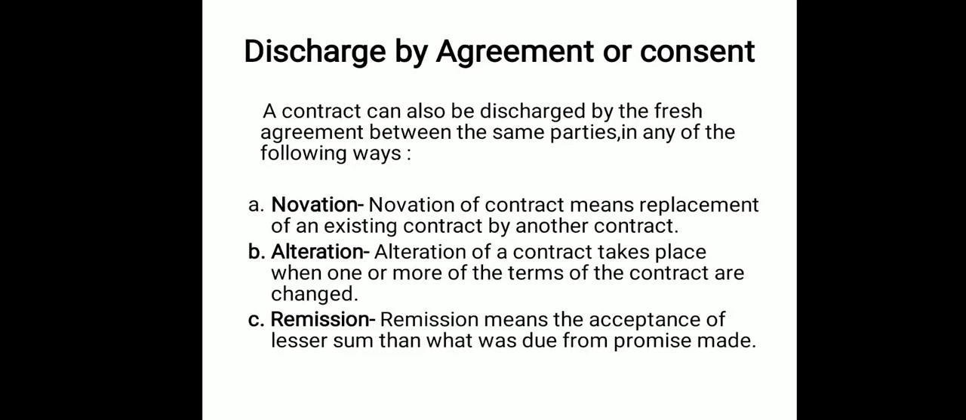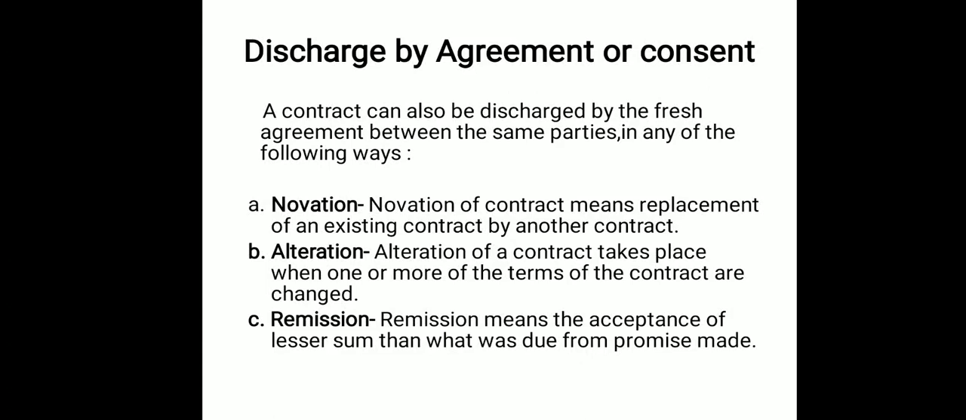Okay, and B owed rupees 100 to C, and then it was agreed among A, B and C that A would pay rupees 100 to C. So earlier the contract was between A and B, and now the contract is between A and C. Okay, so this is your novation, substitute of a new contract for the original.